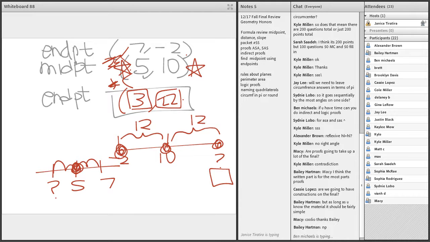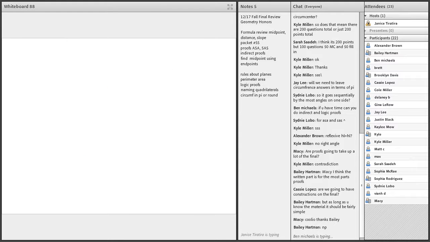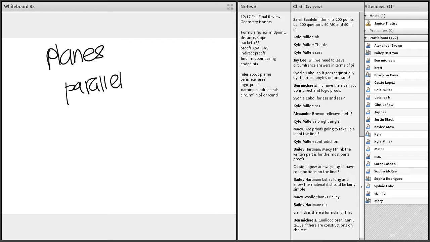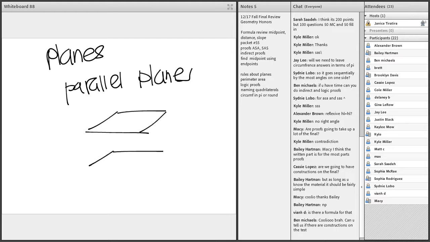Rules of planes is the next topic. Rules of planes. I see some people typing. Okay. Planes. So there's parallel planes. Within parallel planes, let's say we have like a box, right? So let's say a piece of paper is up here and another piece of paper is up here. They'll never touch. They'll never collide. Okay. And then if I draw like a box, right? So we have a box.